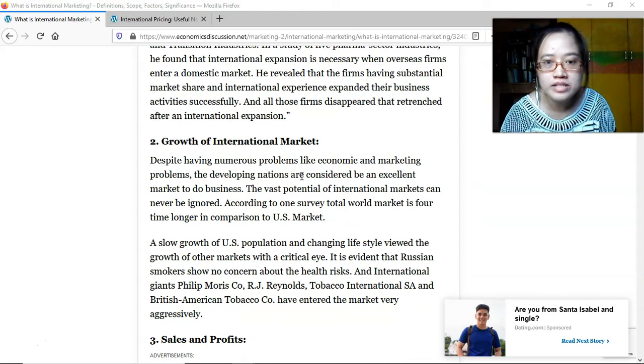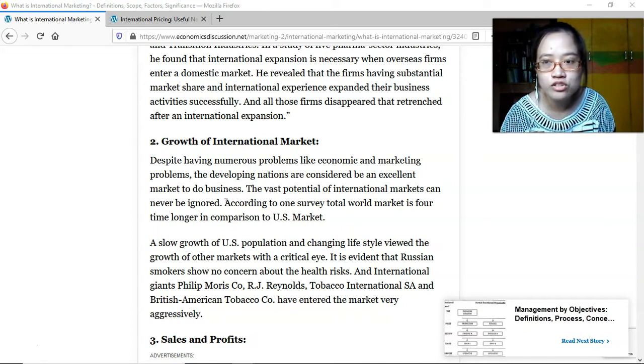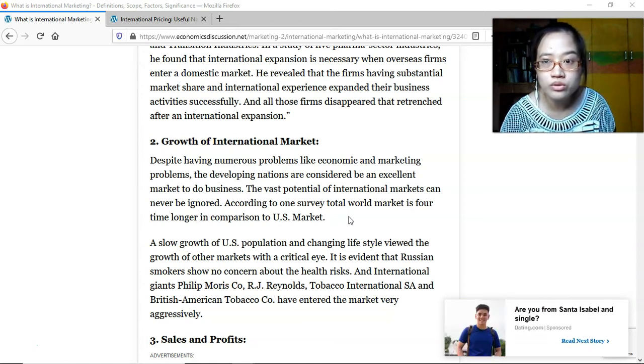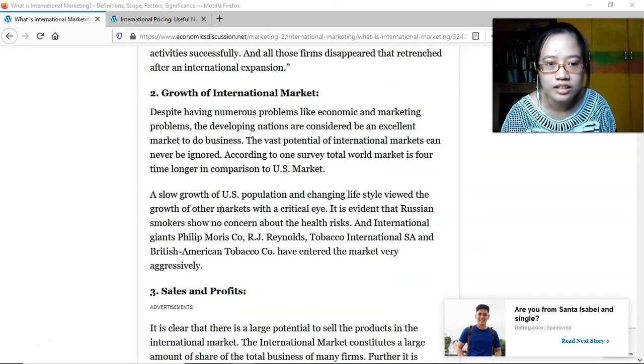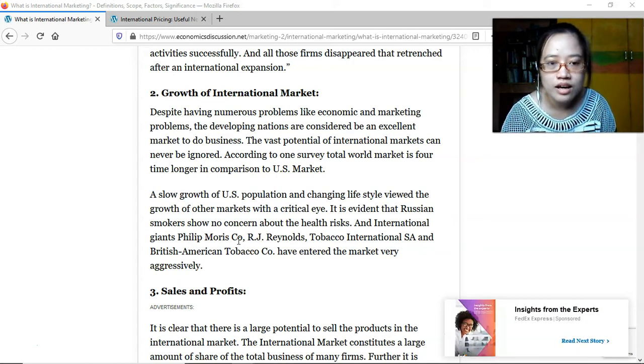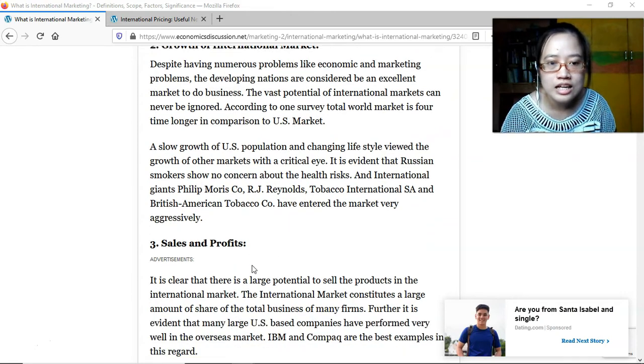Okay, second is growth. Despite having numerous problems like economic and marketing problems, the developing nations are considered to be an excellent market to do business. The vast potential of international markets can never be ignored. According to one survey, the total world market is 4 times larger in comparison to the US market collectively. The slow growth of US population and changing lifestyle viewed the growth of other markets with a critical eye. It is evident that Russian smokers show no concern about the health risk, and international giants Philip Morris, R.J. Reynolds, Tobacco International SA, and British American Tobacco Co. have entered the market very aggressively.